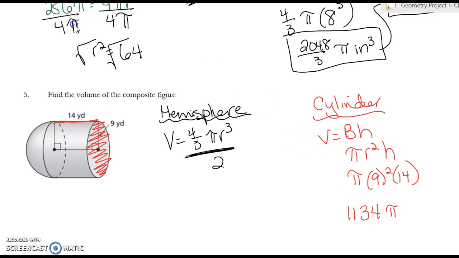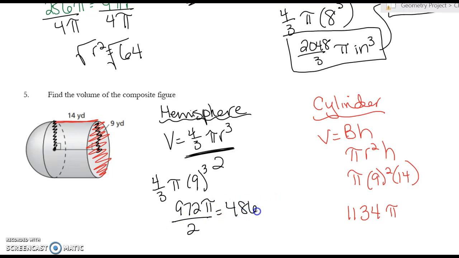Now let's go back to the hemisphere. And so the hemisphere is 4/3 pi. Now, it's the same radius. It doesn't matter that it's on the other side because it's a cylinder. Both bases are the same. And so if the radius on the right was 9, my radius over here on the left is also 9. So then I'm going to do 9 to the third. So 4 divided by 3 times 9 to the third is 972. But again, remember, that's for a whole sphere, so I've got to divide that by 2. So now I divide by 2, and I get 486 pi.